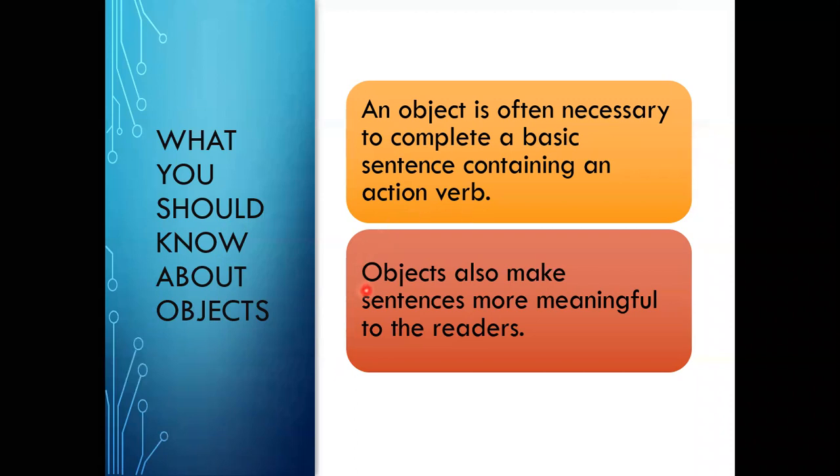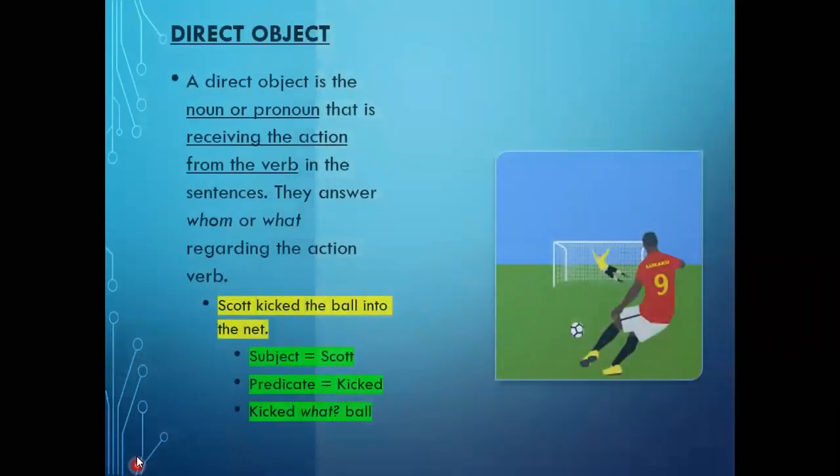The other thing that you should know is that objects also make sentences more meaningful to the readers. If there are no objects, the sentences are meaningless and the reader cannot understand them. See how it's going to be? Okay, so first we discussed the objects. Now let's go to direct object.